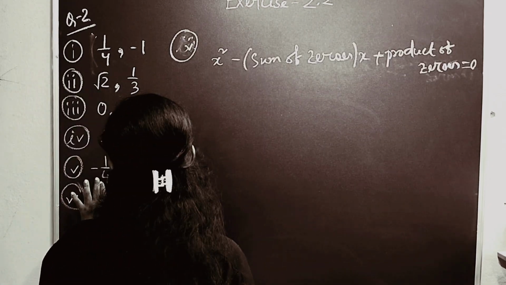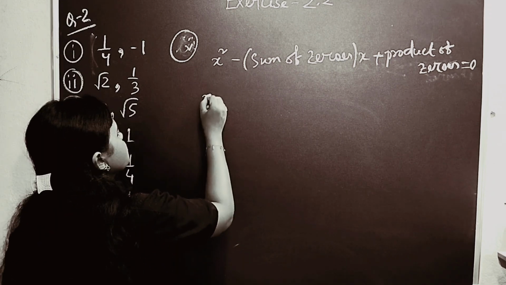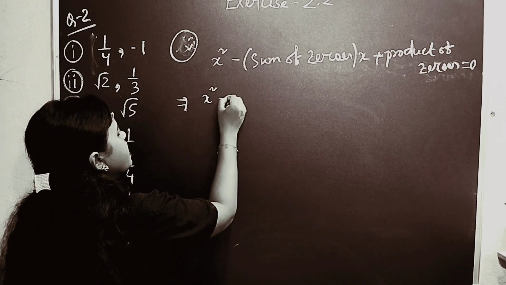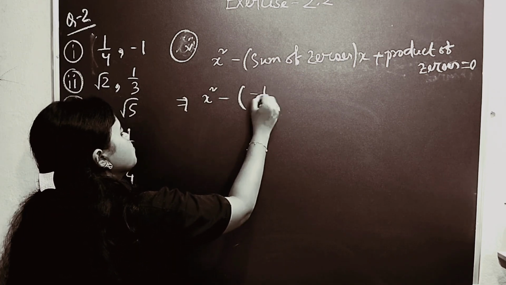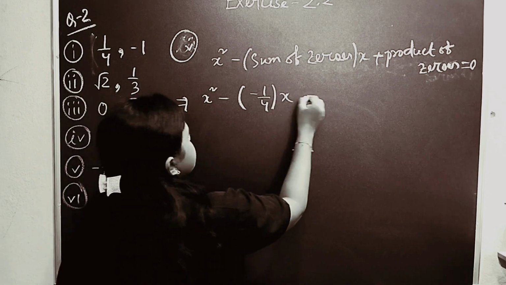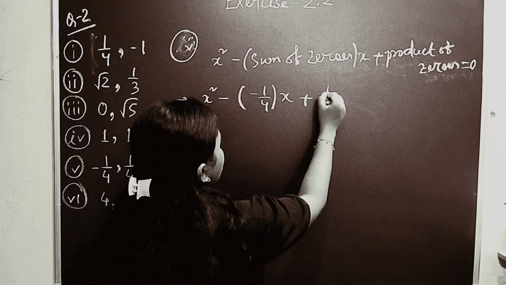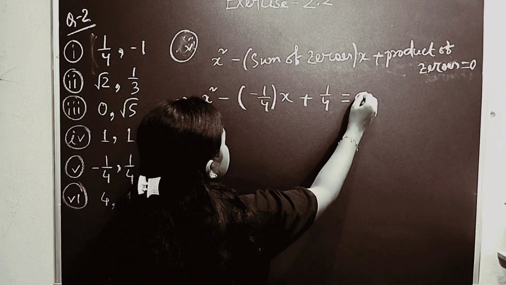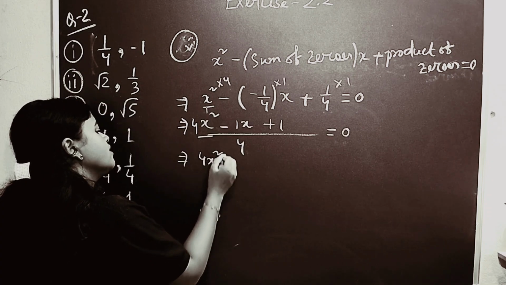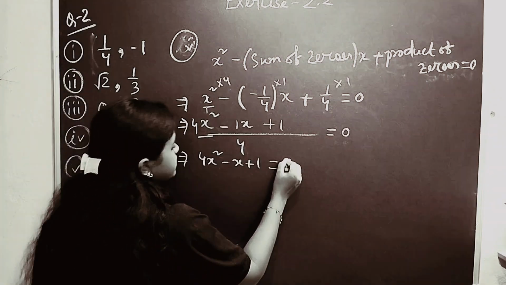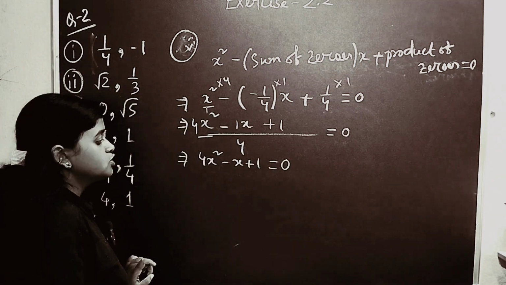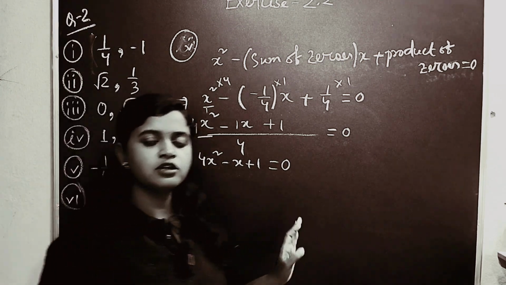So for question number 5, the sum of the zeros is 1 by 4 and the product is 1 by 4. So x square minus 1 by 4 into x plus 1 by 4 equals 0, which gives 4x square minus x plus 1 equals 0. So this is the quadratic polynomial for question number 5.